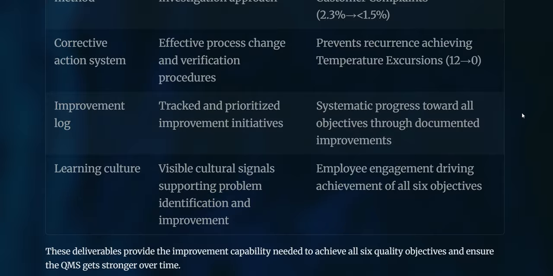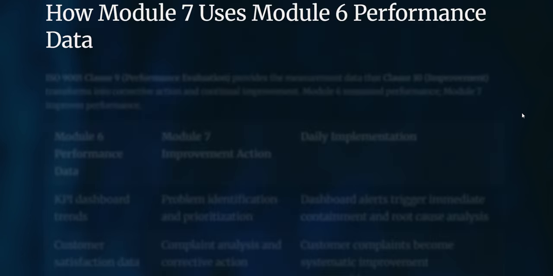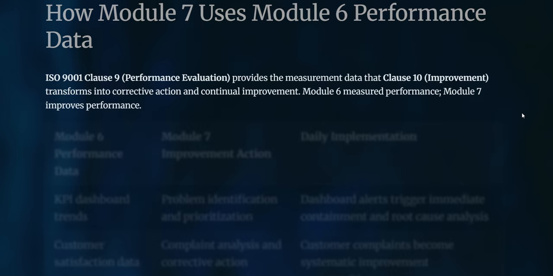This deliverable provides the improvement capability needed to achieve all quality objectives and ensure the quality management system gets stronger over time. How Module 7 uses Module 6 performance data. Let's take a look. Quality management system, ISO 9001 Clause 9 performance evaluation provides the measurement data that Clause 10 improvement today transforms into corrective actions and continual improvement.